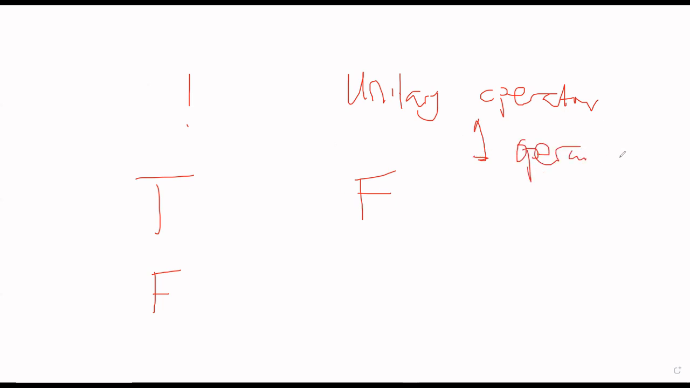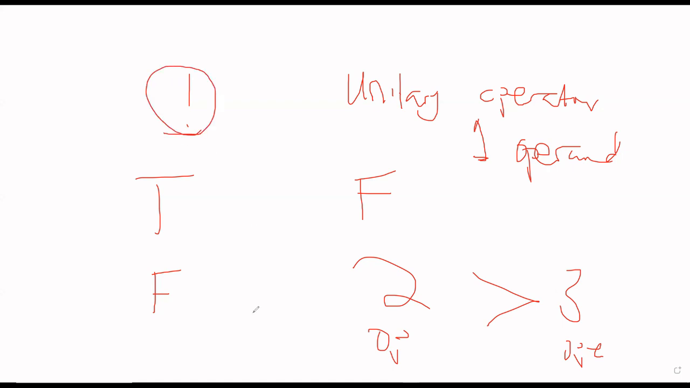Unlike the rest, where you will see maybe one operand here, greater than 3. This is an operand. This is an operand. But for the NOT operator, it is just one. If the input is true and you negate it with NOT, then it will give you false. And if you say NOT false, then of course it is true. Not false is true, not true is false.